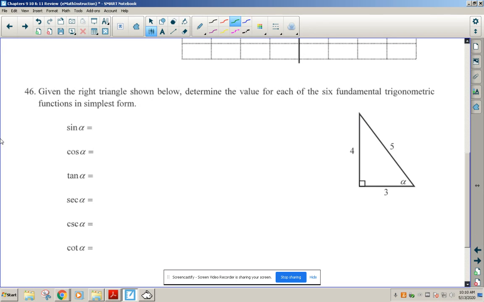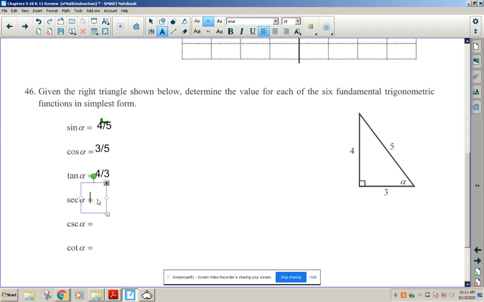This guy here, they gave you a triangle. Sine, opposite over hypotenuse, 4/5. I'm actually going to type these. This would be 4/5. Cosine, adjacent over the hypotenuse, 3/5. Tangent, opposite over adjacent, 4/3.